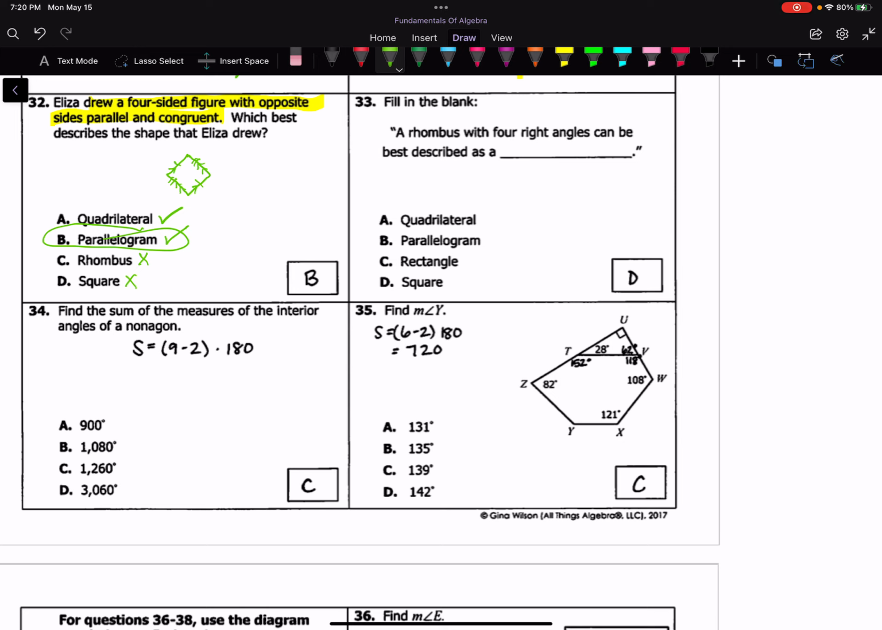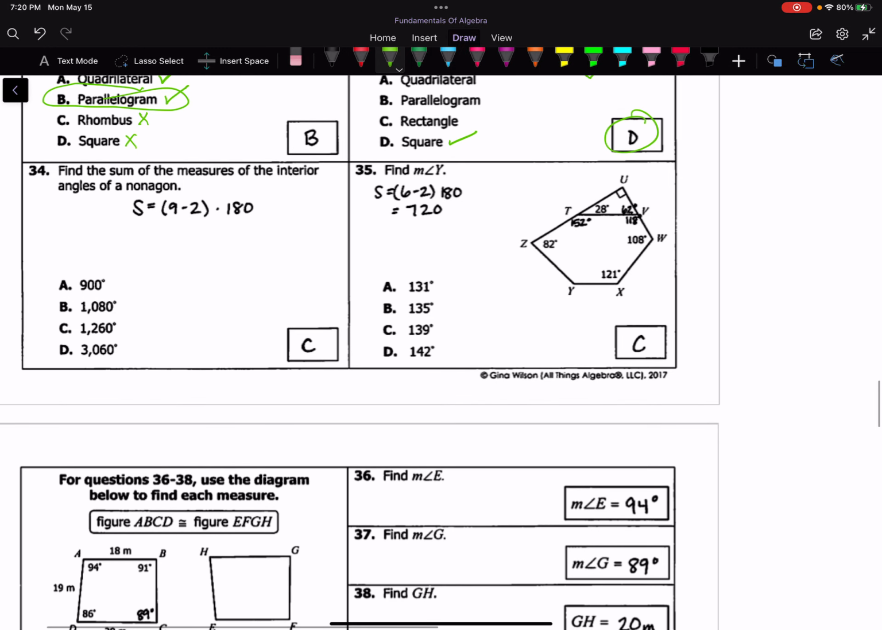A rhombus with four right angles can be best described as what? A rhombus is any four-sided figure where all the sides are the same and opposite sides are parallel. Now we have the same drawing as we had over here, but we do know that the opposite sides are the same. Four right angles and four equal sides is the definition of a square. So that one is going to come all the way down to a square as the best answer.